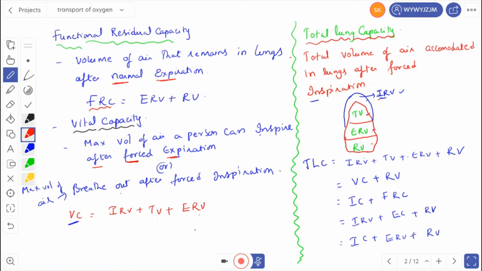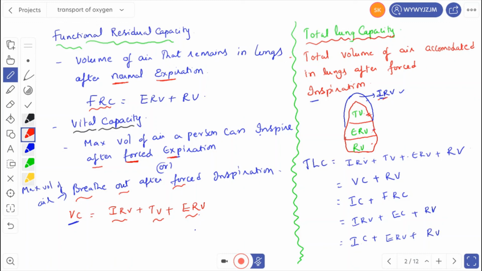Or, maximum volume of air a person can breathe out after forced inspiration. Due to forced inspiration, you are inspiring TV and also IRV. Now how much air can you send out after forced inspiration? You can send out IRV, TV, and you also have the capacity to send out ERV. So vital capacity equals IRV plus TV plus ERV.